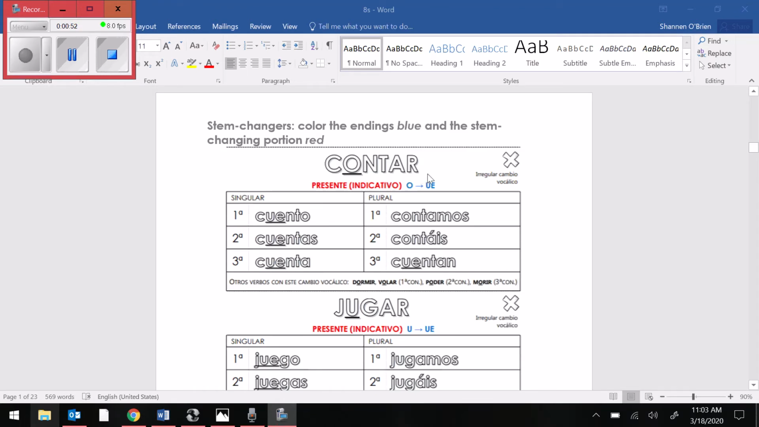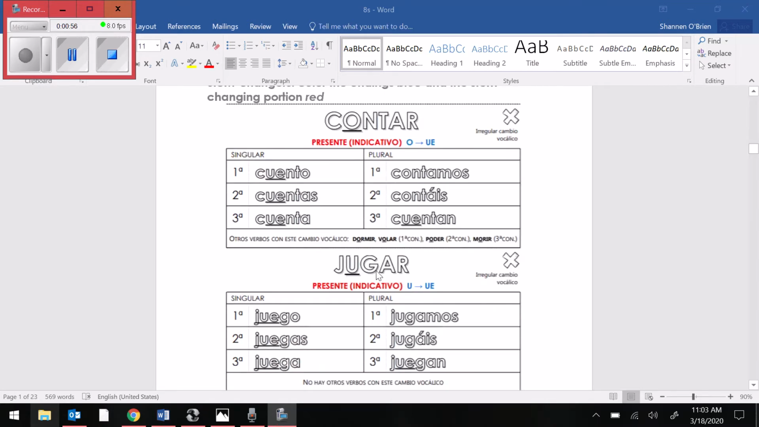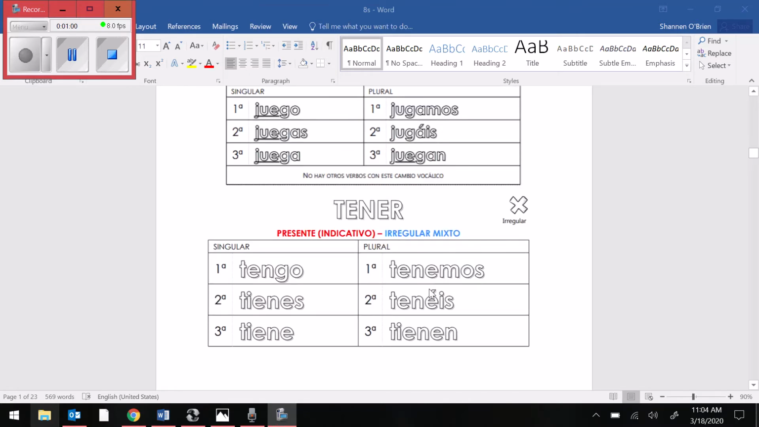So you have contar, which is an O to UE stem changer, jugar, U to UE stem changer, and tener. Now remember, we've talked about tener a lot through 7th and 8th grade. It is technically considered a stem changer because it does not follow the pattern that the verb suggests. Okay.